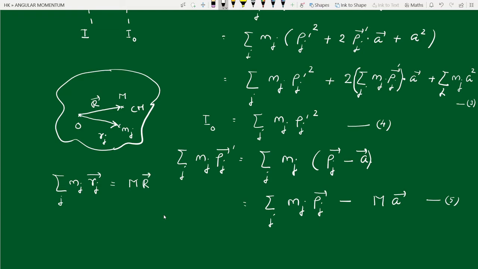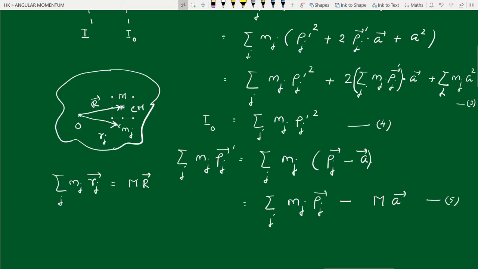This equation can be considered as the definition of center of mass. The sum of the moments of all the masses in a body is equal to the total mass of the body into the position vector of the center of mass, that is, the moment of the center of mass. So the idea is that we can consider the center of mass as the point at which the total mass of the body is concentrated.